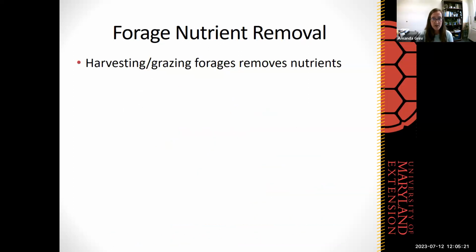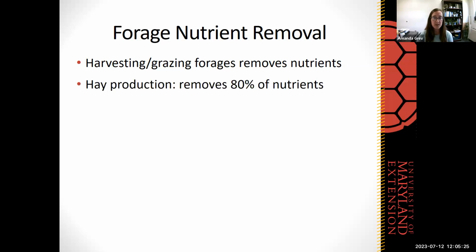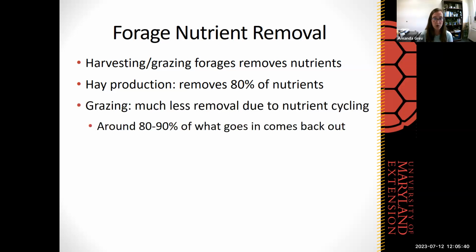So I've mentioned that both harvesting and grazing forages removes nutrients, right? In a hay production system or any harvested forage system, we're removing a very large percentage of the nutrients present in those forages, right? So up to 80% on average of the nutrients are coming off with that hay crop or with that forage crop.